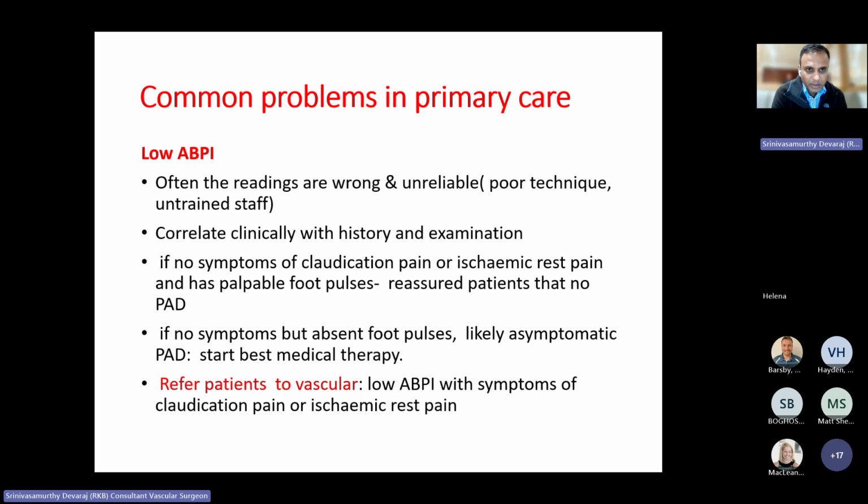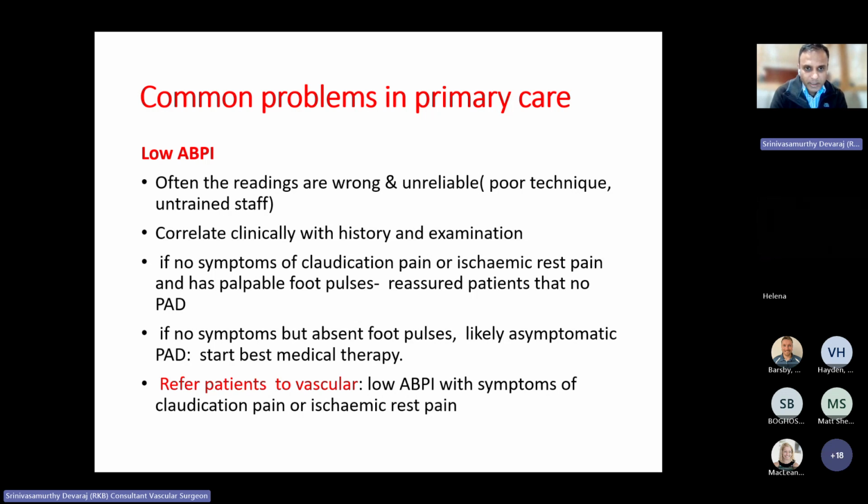It means two things. One is patients may have asymptomatic peripheral arterial disease, or often the ABPI is done by untrained staff with poor technique, and therefore the result is unreliable. I know this may sound a bit rude, but the reason I say that is because when we get patients with low ABPI and we send them for an ABPI in our vascular lab, often it comes back as normal. So, what do we do with this low ABPI?